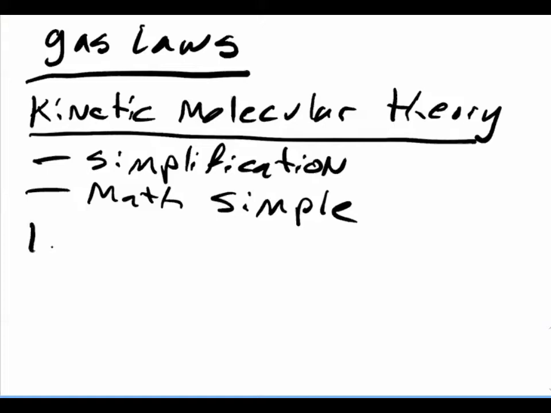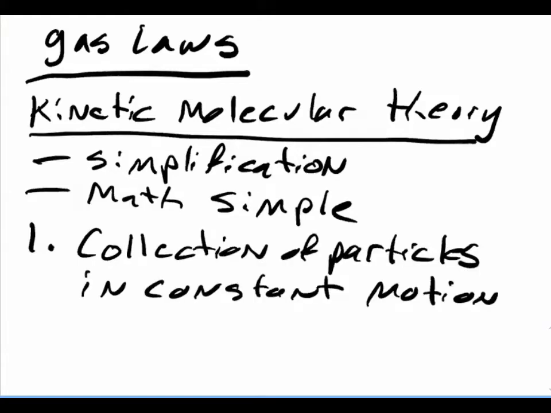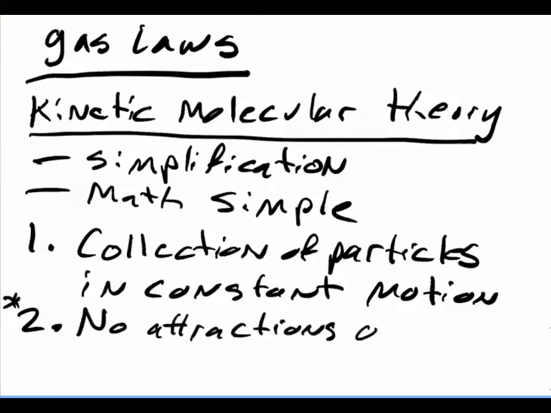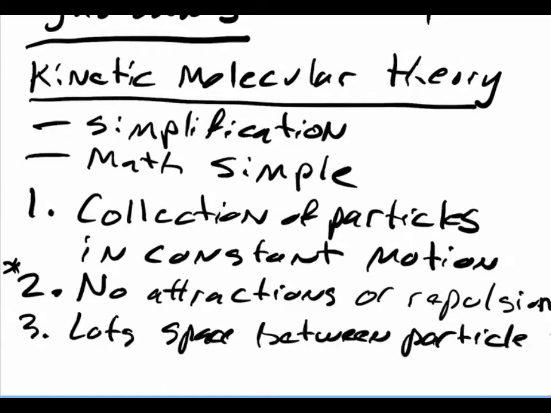The first postulate is that gases are a collection of particles in constant motion. And this is kind of a little bit of an assumption. Sometimes I like to put a little star on number 2, because they're traveling so fast, there's no attractions or repulsions. The third postulate is there's lots of space between particles.